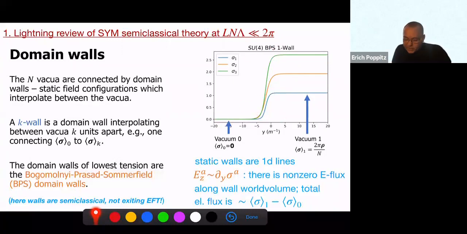What's important is that the static walls are one-dimensional lines. Remember, the space is R2. And I have written a static wall where, as you traverse the y direction, remember the space is y and z. As you traverse y, the sigma field changes in the y direction. But remember that the y direction change of sigma was an electric field in the z direction, in the direction towards me. You don't see my pen, but it's towards me.